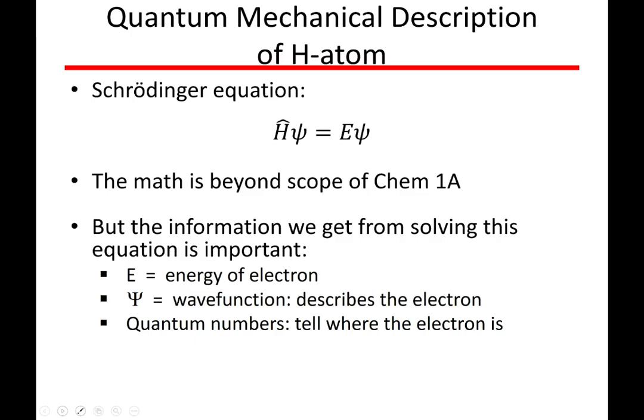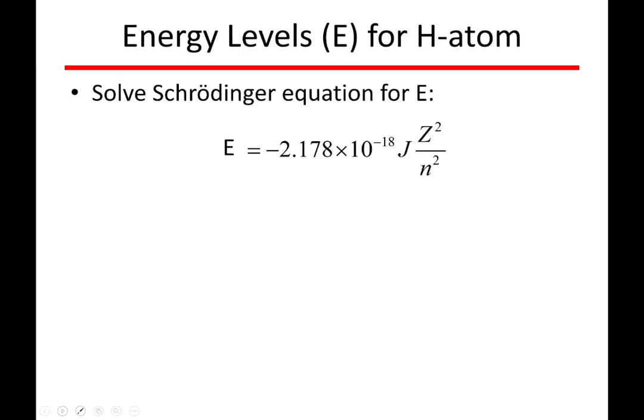There are 3 main pieces of information that you can get from solving this equation. One piece of information is E, which will be the energy of the electron. Another piece of information is ψ, which is a function called the wave function. It describes the wave-like characteristics of the electron and its waveform. Additionally, you'll get things called quantum numbers, which give you insight into where the electron is. And we'll talk about all of these things in more detail as we continue on. But first, we'll focus on the energy of the electron.